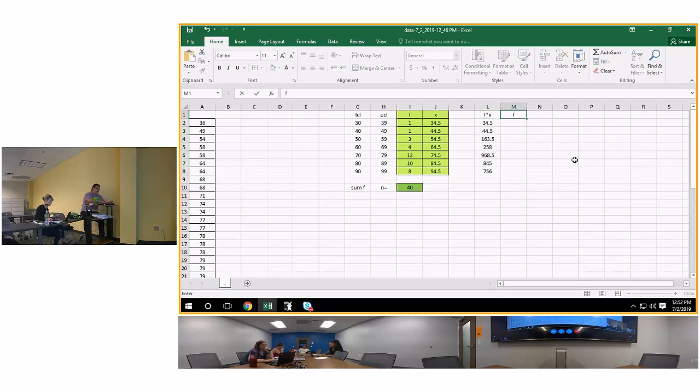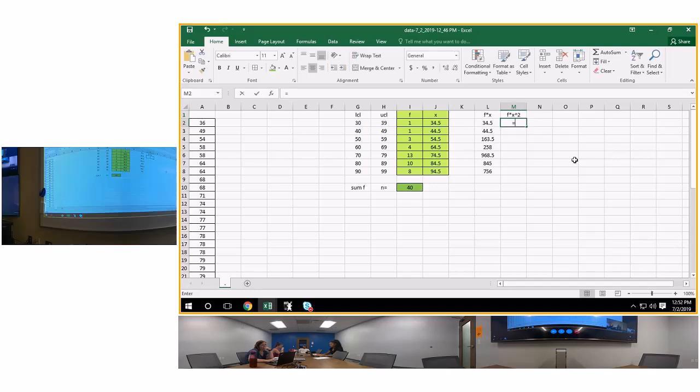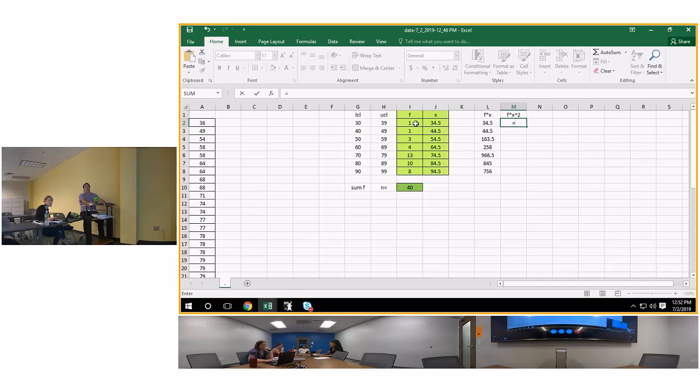F times what right here? X squared. It's going to be right here, so that's going to be equal to, now watch what I do here, F and then times, oh, horse buggy. Hold on a second. Let me just restart that. You just have one of those days where you can't type anything, you can't write anything.